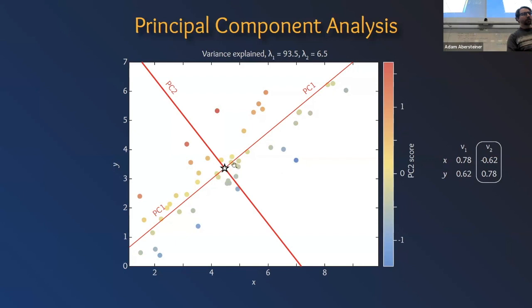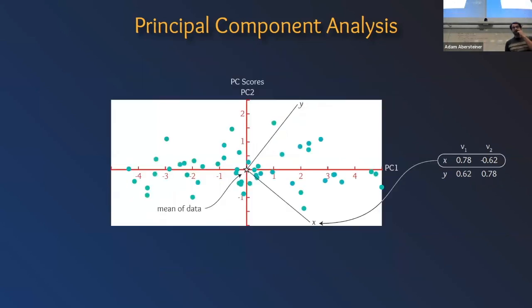And then when you look at that, it's going to pass through this central point in the data here, the mean of the data. And again, it's got components here. So this isn't the way we normally look at principal component data. We normally look at it like this.